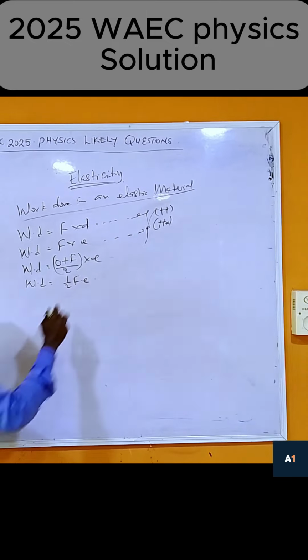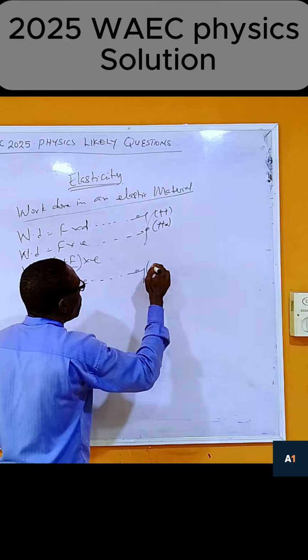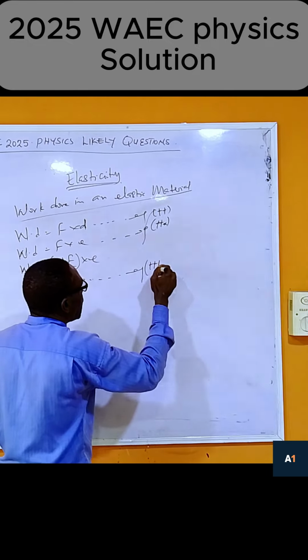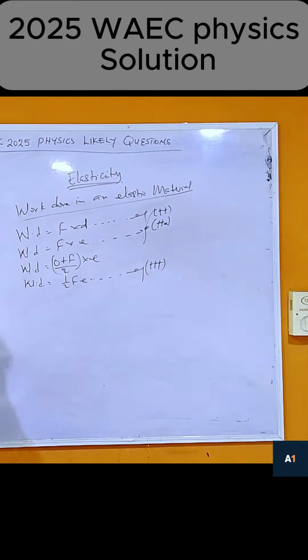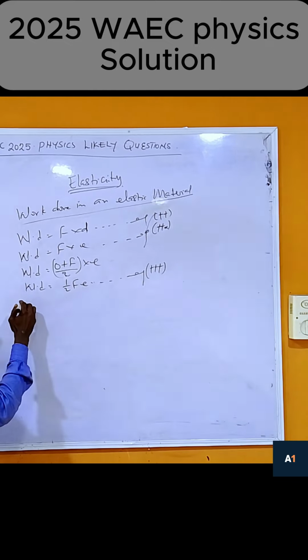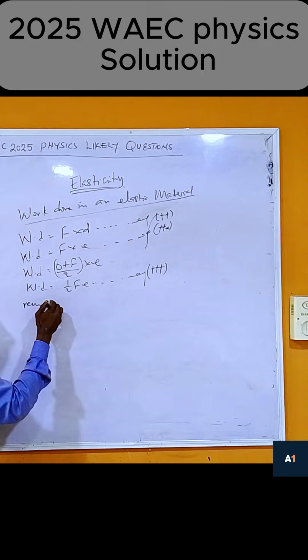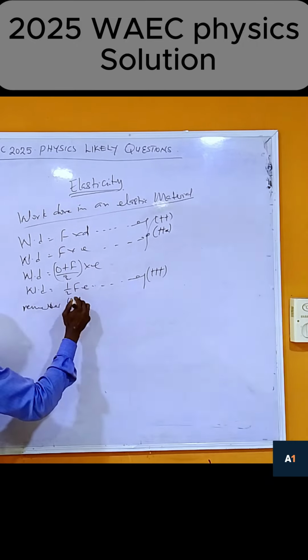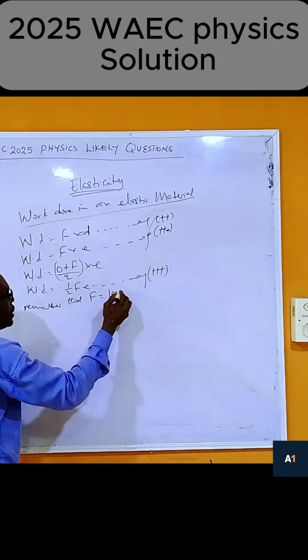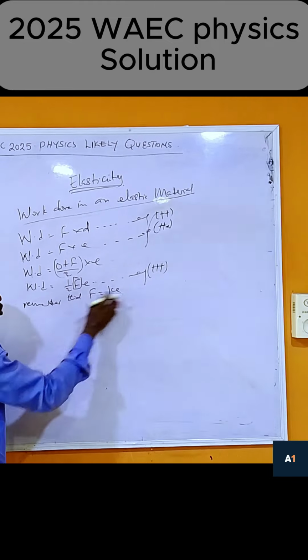So call this one equation dagger. Now remember that F equals Ke, from Hooke's law.